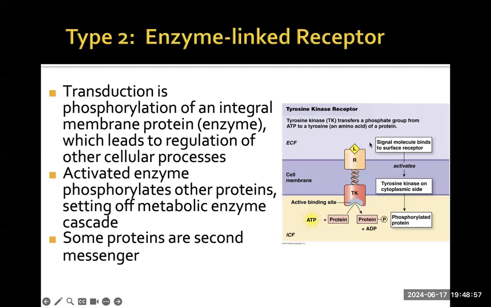Next is the enzyme linked receptor. An example of the enzyme linked receptor is what we would call a tyrosine kinase receptor, or TK. Here you have transduction. That's going to be done through phosphorylation of the integral membrane proteins on the inside, which leads to the regulation of other cellular processes. So it's going to control other things, right? It's going to activate enzyme phosphorylation and create proteins for a second messenger system, right? Phosphorylation of proteins. Then you carry out a cellular response.